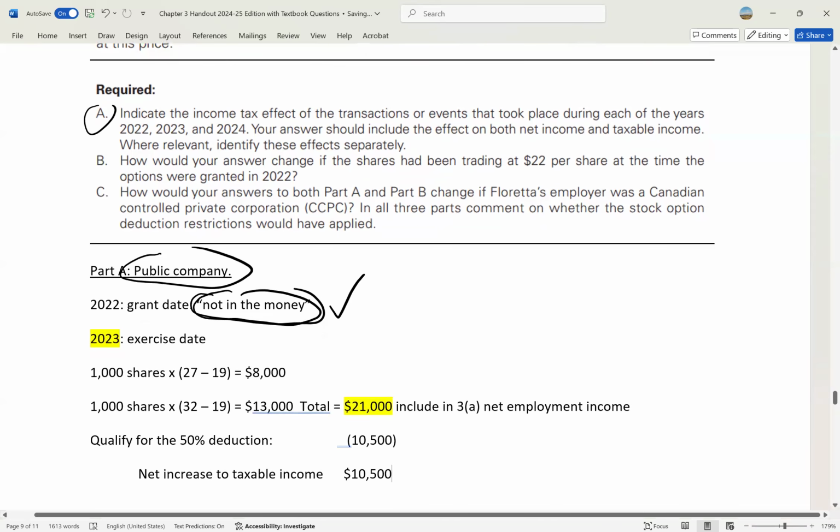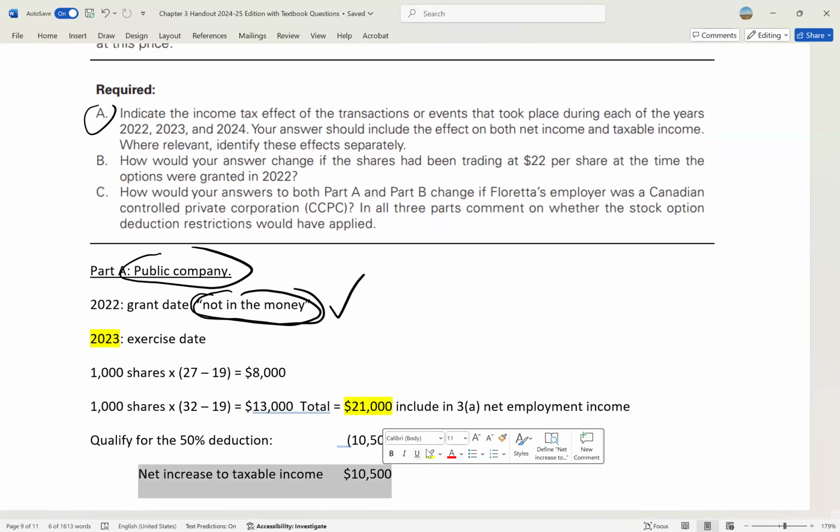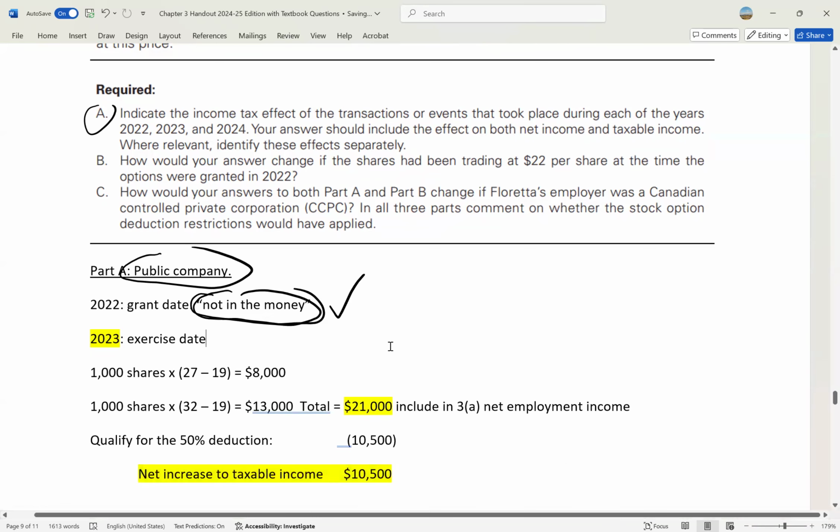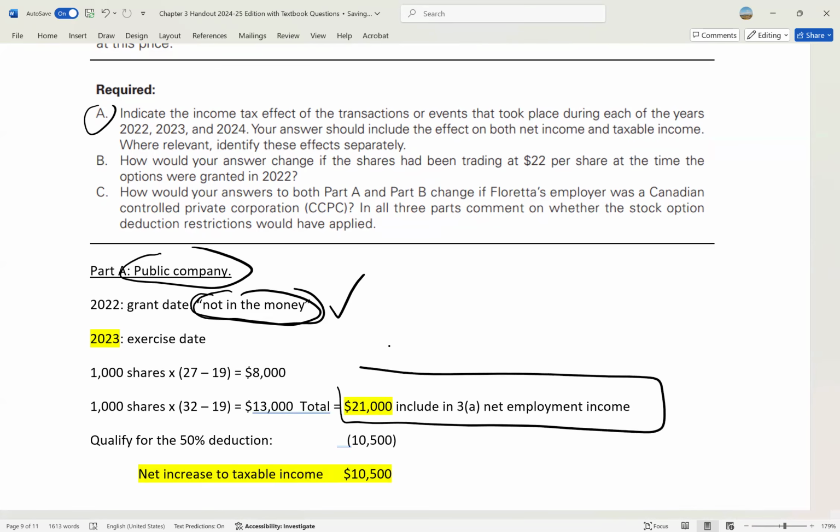So she includes $21,000 in her net employment income. That gets added to her net income for tax purposes. We get the 50% deduction. And so the net increase to her taxable income will be $10,500. A lot of the questions will ask, what is the increase to net income for tax purposes? And what is the increase to taxable income? So the increase to net income for tax purposes would be $21,000. The increase to taxable income would be $10,500.